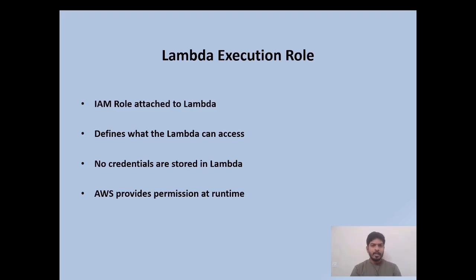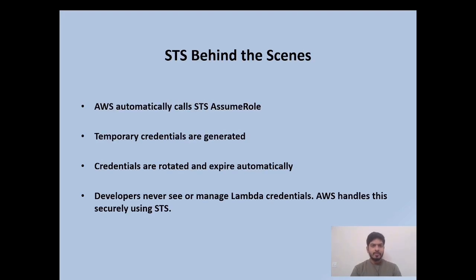Now, what actually happens behind the scenes? When the Lambda function starts, AWS identifies the execution role. AWS internally calls STS AssumeRole. STS then provides a temporary access key, temporary secret key, and temporary session token. These credentials are then injected into the Lambda environment. They are automatically rotated and expire in a few minutes. Point to note here is, developers never see or manage Lambda credentials. AWS handles this securely using STS.